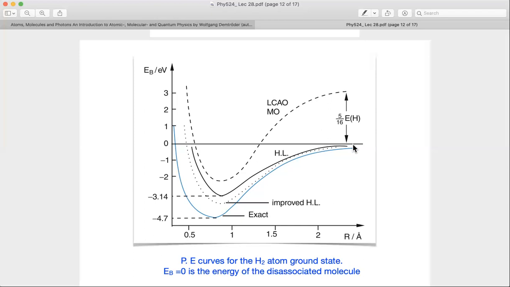And then you can improve the Heitler-London method by using a variational kind of calculation. The dotted line shows this improved Heitler-London method, which improves it by adding some ionic contribution. And the exact result, of course, you can get by doing a numerical calculation exactly: Hartree-Fock, Slater determinant, configuration interaction, etc. And that is basically this.